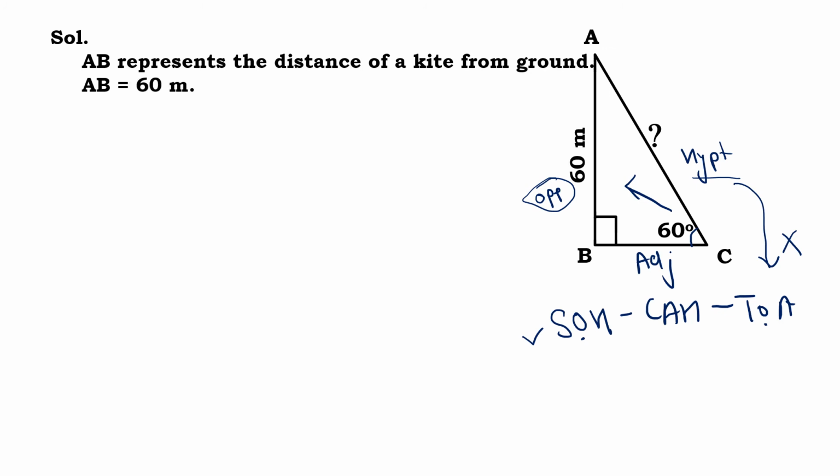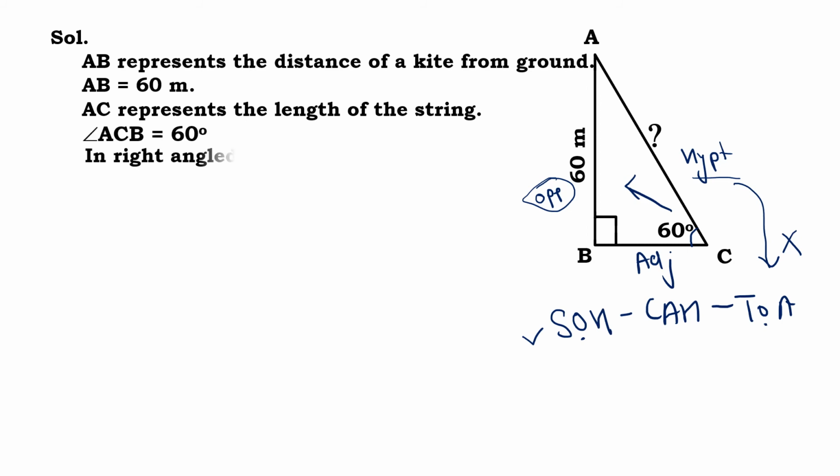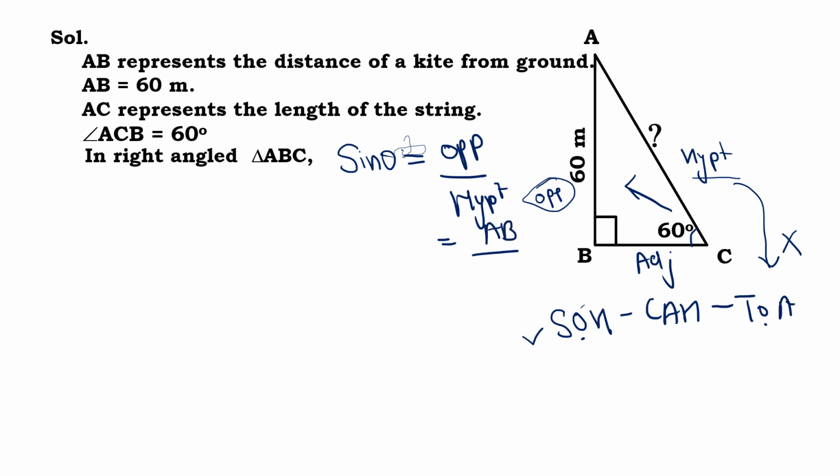Now let us see. AB represents the distance of the kite from the ground. AB is 60 meters. AC is the length of the string. Okay. So now angle ACB is 60 degrees in the right angle triangle. As I told you before, we will be using sine theta. So according to SOH CAH TOA, the sine theta formula is opposite upon hypotenuse. Which side is the opposite side over here? The opposite side is AB, and the hypotenuse side is AC. Now in place of theta, you will put 60 degrees because angle ACB is 60, so theta is 60 degrees, and AB upon AC.